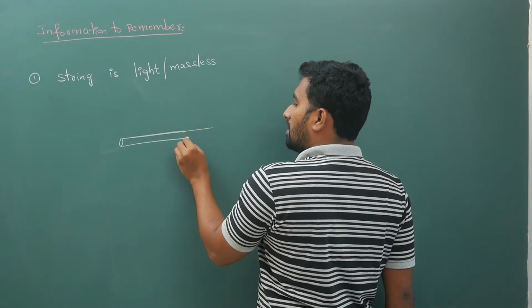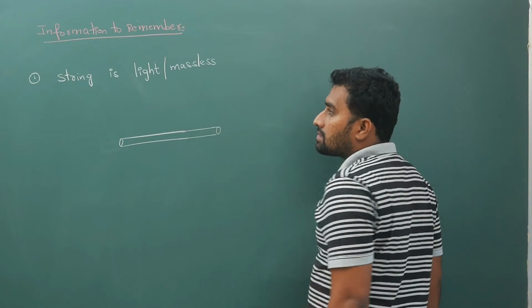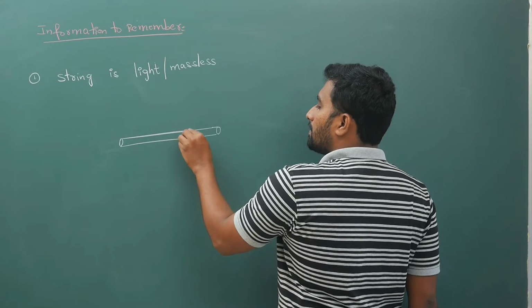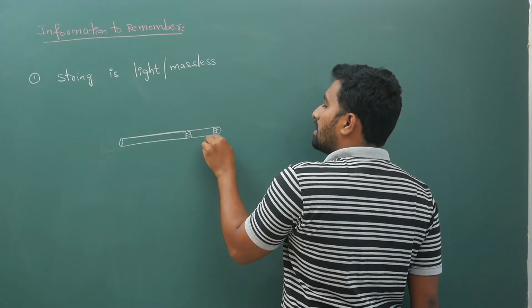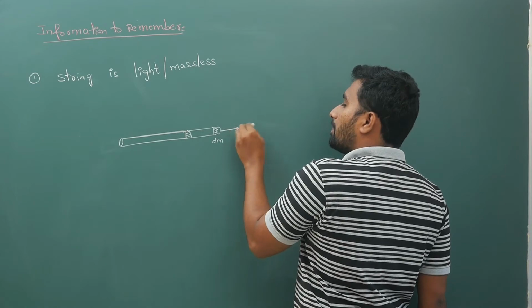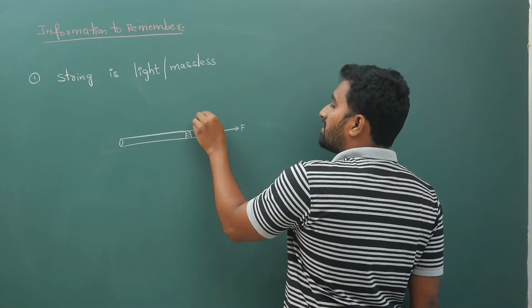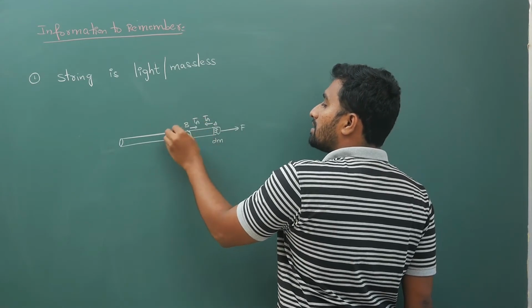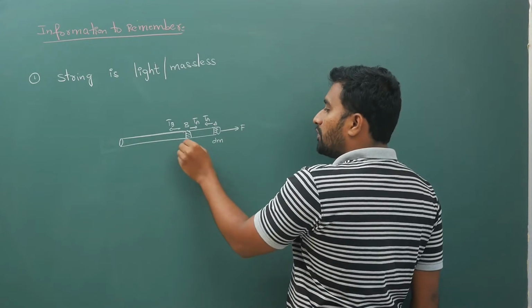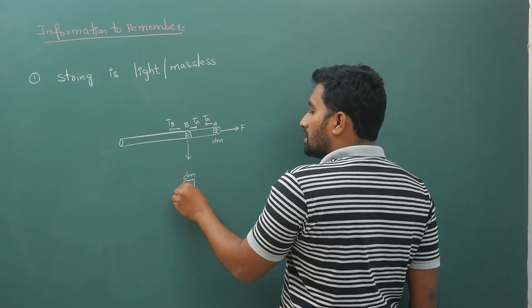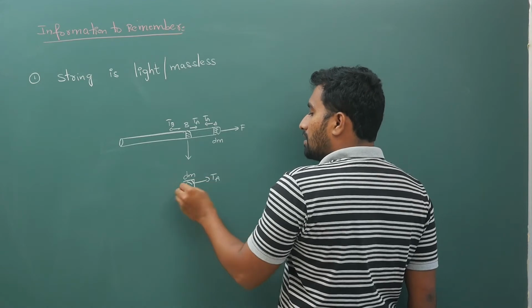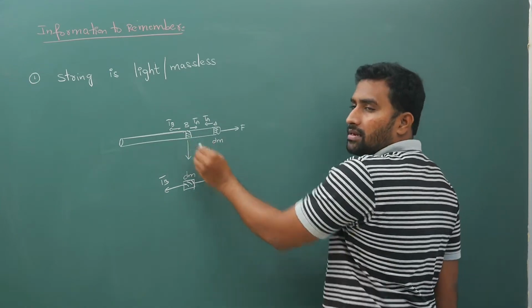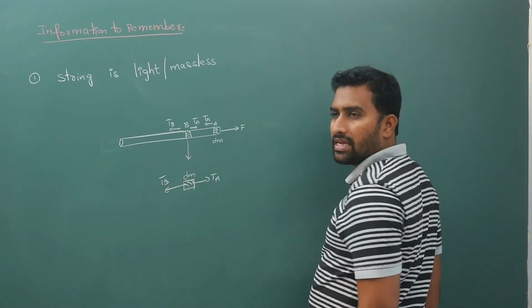If you take a string or rope like this, if it is light or massless, okay, and if it has mass, what will happen? I will tell you. If you take some dm mass here, for example, and you apply some force F, at point A the tension is TA, at some point B the tension is TB. On this dm element, this side you have TA, this side you have some TB. I am taking a small elemental strip here, but to help you out I am making it big.